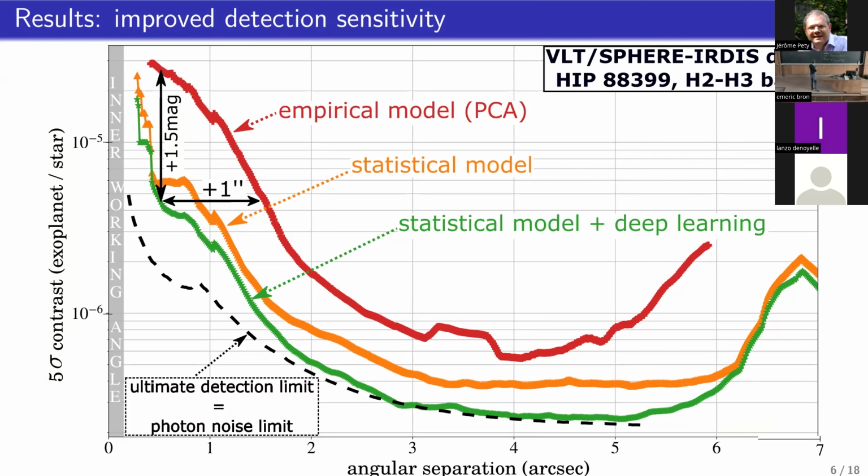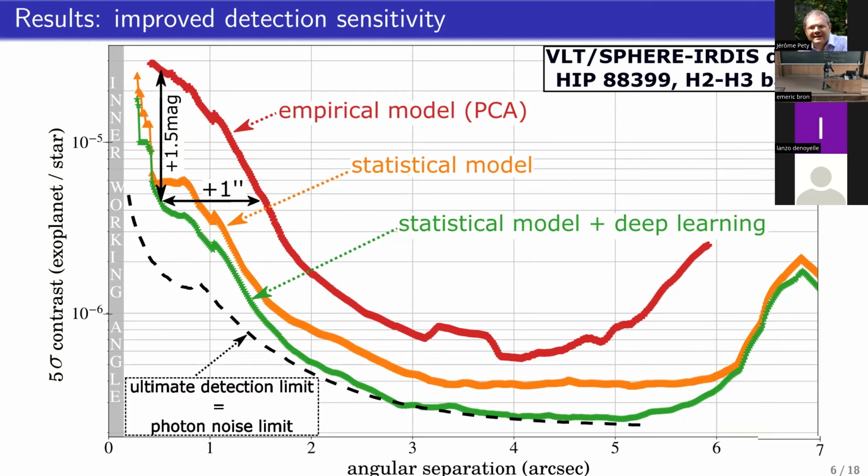The proposed approach with the mixed model is in green. Here you have a statistical model in orange of the nuisance component without deep learning and implementing matched filtering for the detection. And in red, this is a baseline implementing principal component analysis in order to build a low-rank model of the quasi-static speckle. So it serves as a baseline. So the interesting point is that, of course, we are improving the result, but the interesting point is that far from the star, we are reaching the ultimate detection limit driven by the photon noise limit, which means that in this area, the processing is optimal.